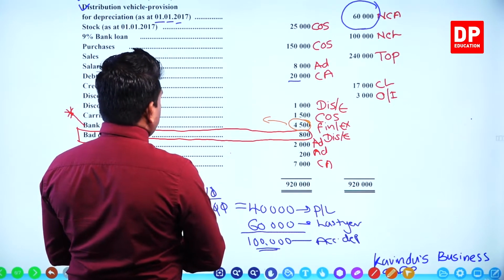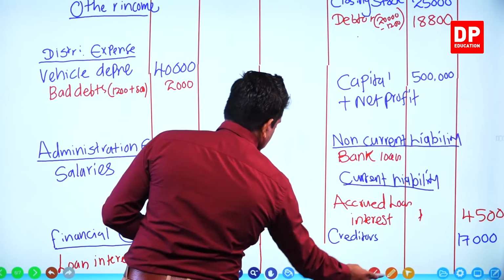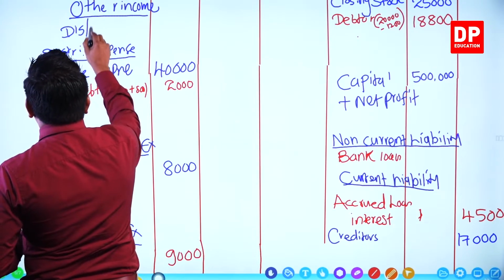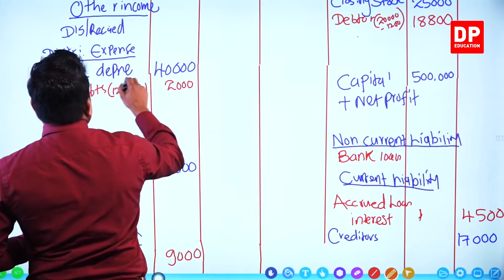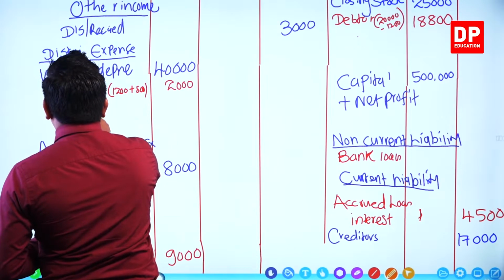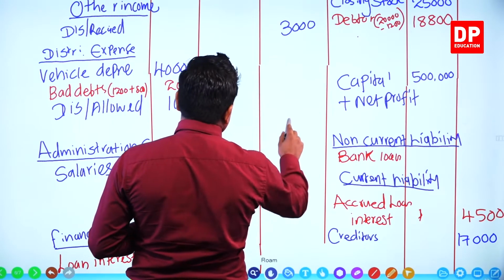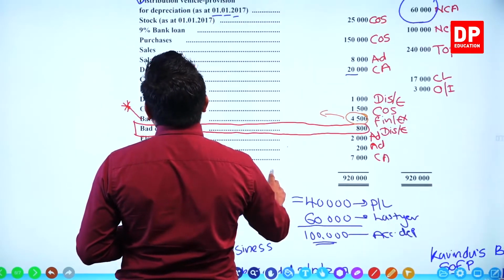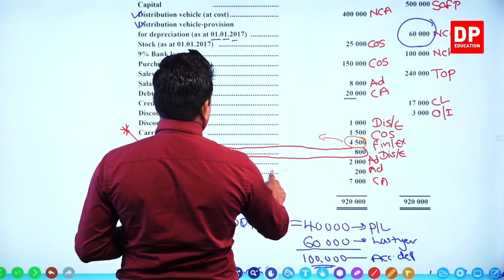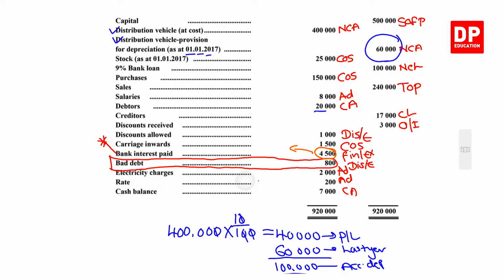Now discount received 3,000. Discount allowed 1,000. Discount received 3,000. Discount allowed how much? Discount allowed 1,000. Yeah, carriage inwards 1,005. Bank interest already taken. No? Bad debts also taken. Electricity 2,000. That we need only here. Carriage inwards 1,005. Electricity 2,000.